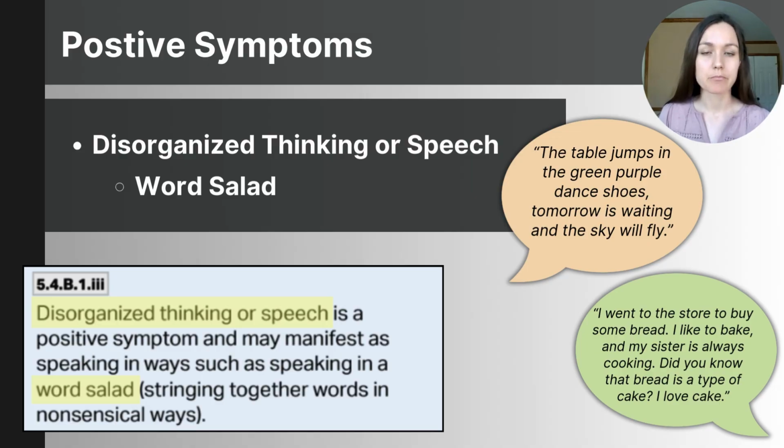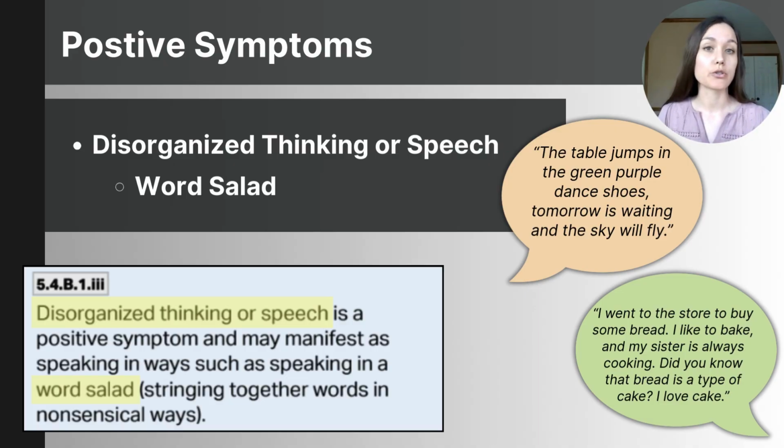The next symptom is disorganized thinking or speech. These symptoms make it difficult for a person to organize their thoughts, communicate clearly, and respond appropriately in different situations. Because their thoughts might be scattered or disconnected, it can be hard to follow what they're saying. Disorganized thinking and speech usually manifest in two main speech patterns. The one that you need to be familiar with is word salad.